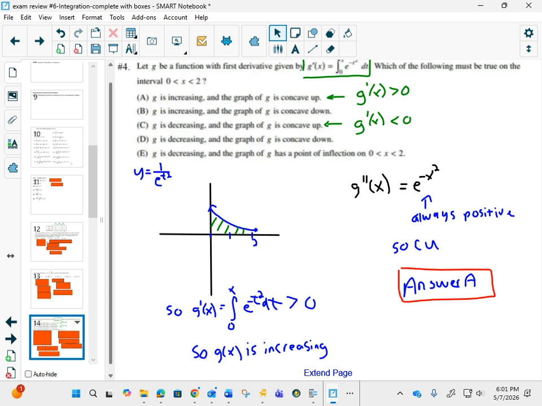That part is the hard part. The double prime part wasn't too bad. At least you get to a 50-50. But the increasing.